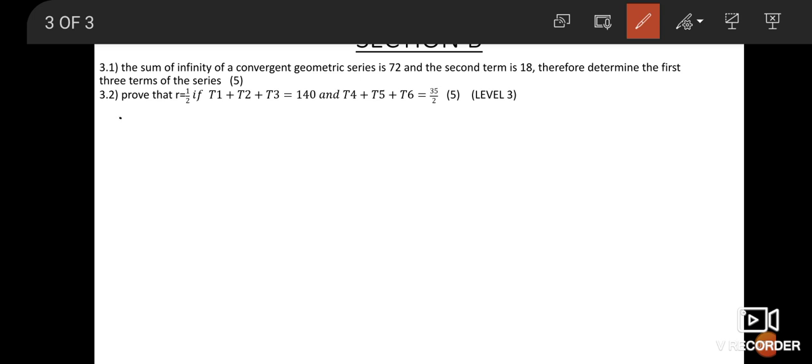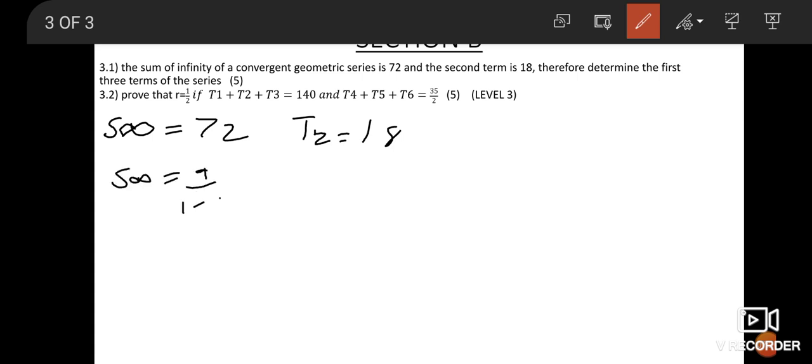So here they tell us that the sum to infinity of this series is 72, and then they tell us the second term is 18. So now we know that, and we know that the formula for sum to infinity is a over 1 minus r. So we simply take the 72 as the value of the sum to infinity, and equate it to the formula.